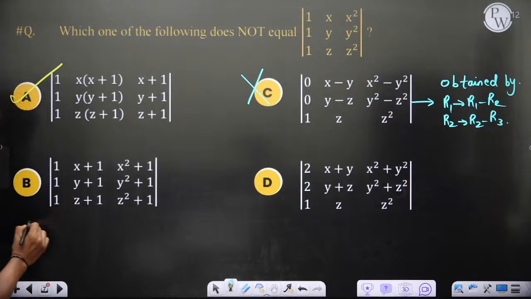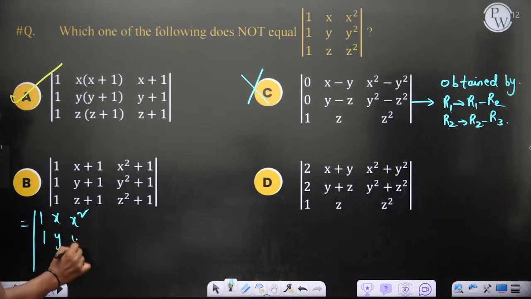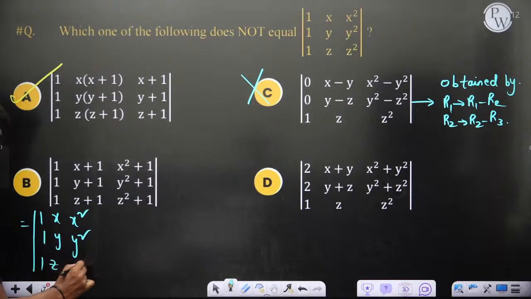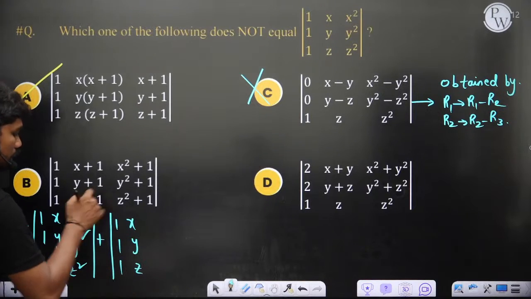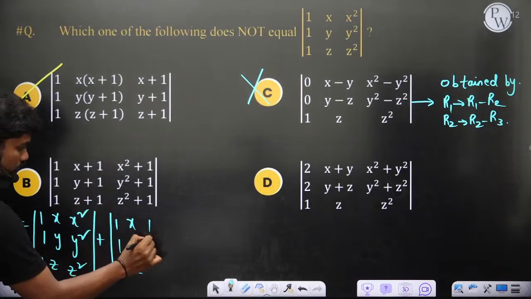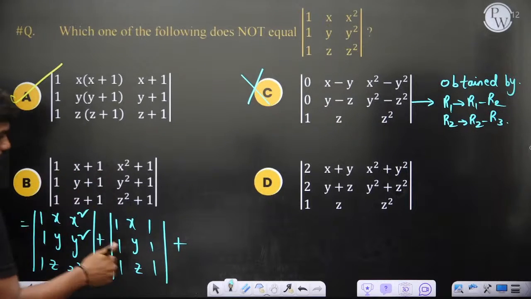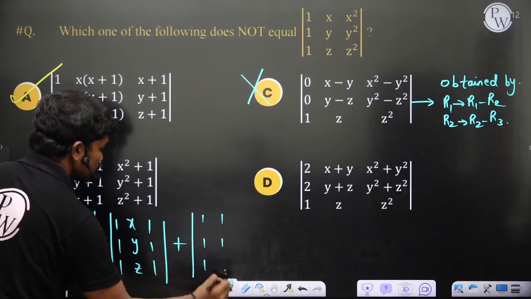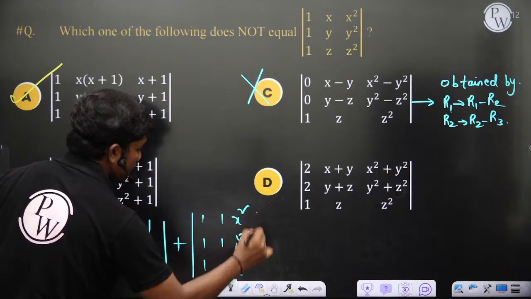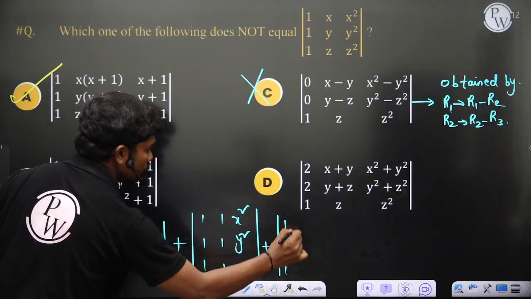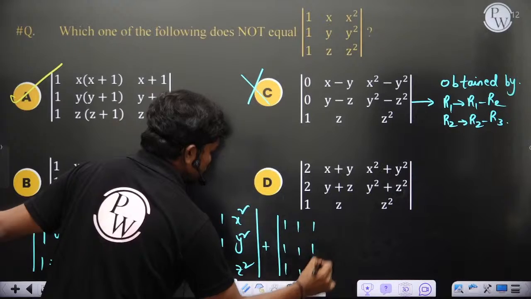For example, if you expand this, you will see 1 x x square, 1 y y square, 1 z z square. Plus 1 1 1, x y z, which you retain, and since you have already used the first terms, now go for the second terms 1 1 1. Now you have written all the possible combinations by taking the first terms. Now write taking the second terms 1 1 1, here also 1 1 1, x square y square z square, plus 1 1 1, 1 1 1, and this is again 1 1 1 of course. So this is what you'll get.